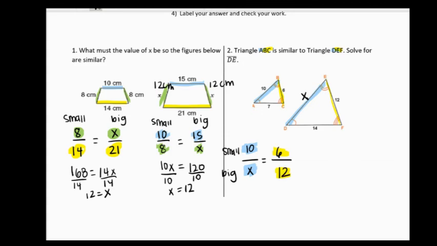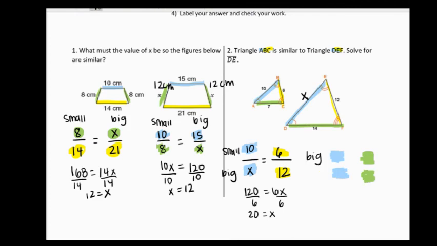So we'll cross multiply. 12 times 10 is 120, and 6 times x is 6x. We'll divide both sides by 6, and we're left with 20 equals x. So let's double check it with our other one. We can say, if we're going to use 7 and 14 now, we can set up our proportion with our blue sides and then our green sides. But let's put big over small this time and see if that still works for us.